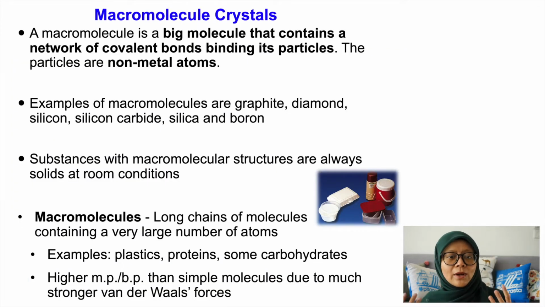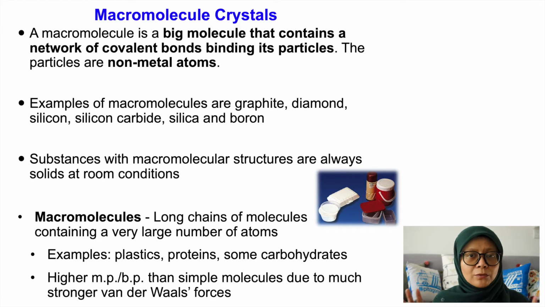So what is a macromolecule? It is a big molecule that contains a network of covalent bonds binding its particles, and usually these particles are from non-metal atoms. Examples of macromolecules here are graphite, diamond, silicon carbide, silica, and also boron. These macromolecule structures are always solids at room temperature, or at room conditions.